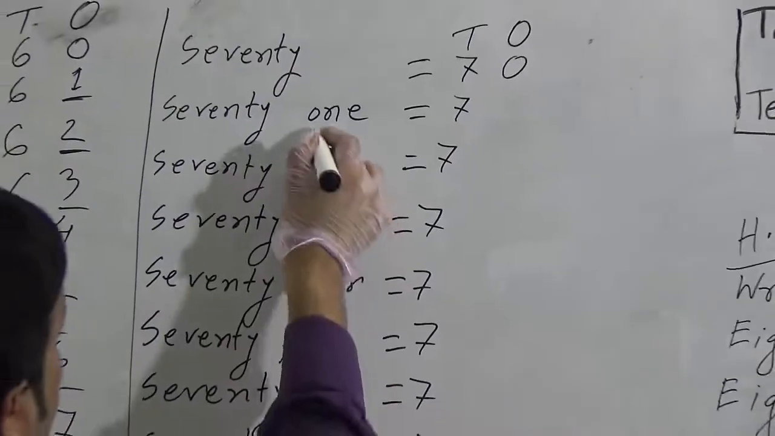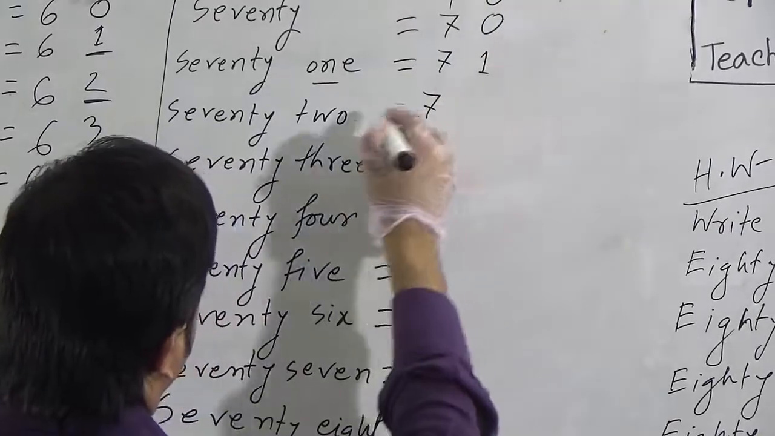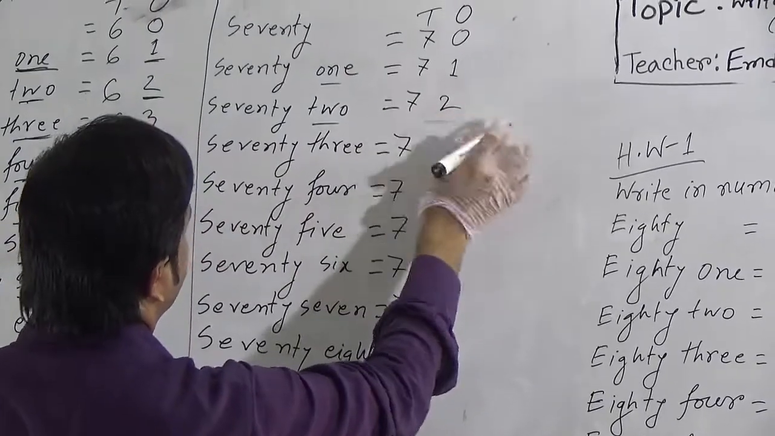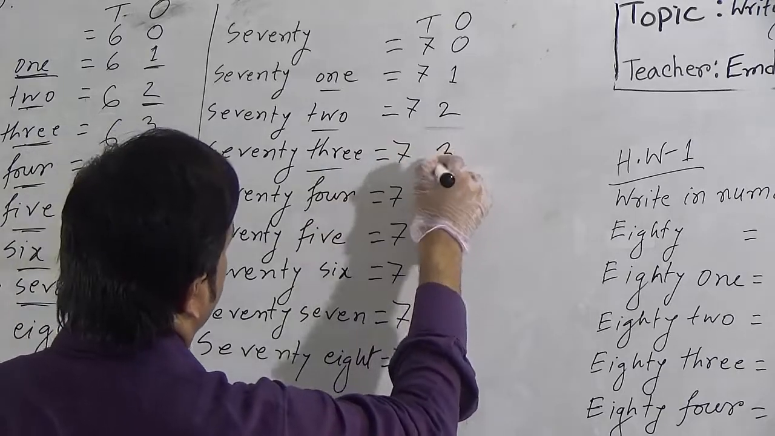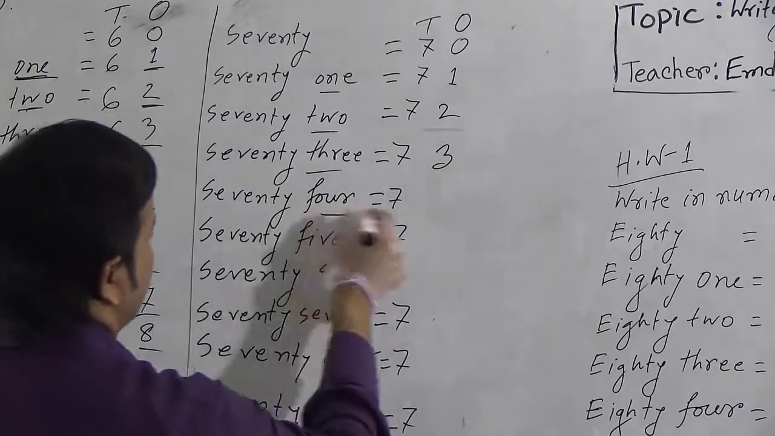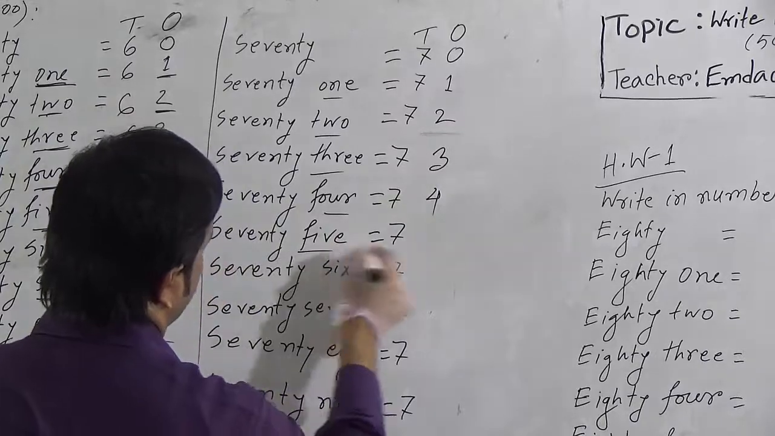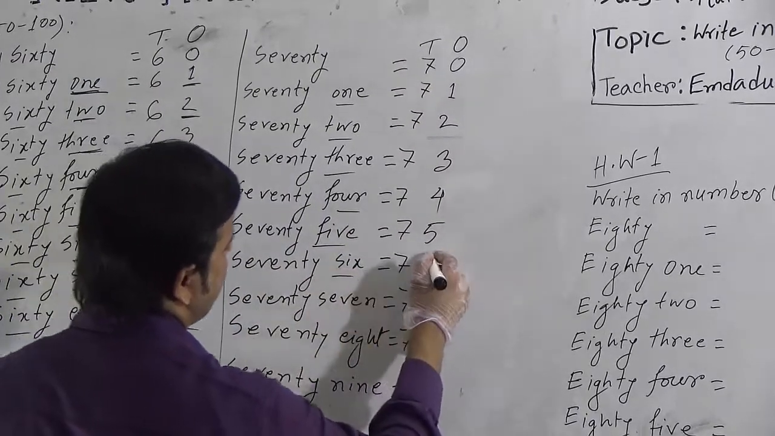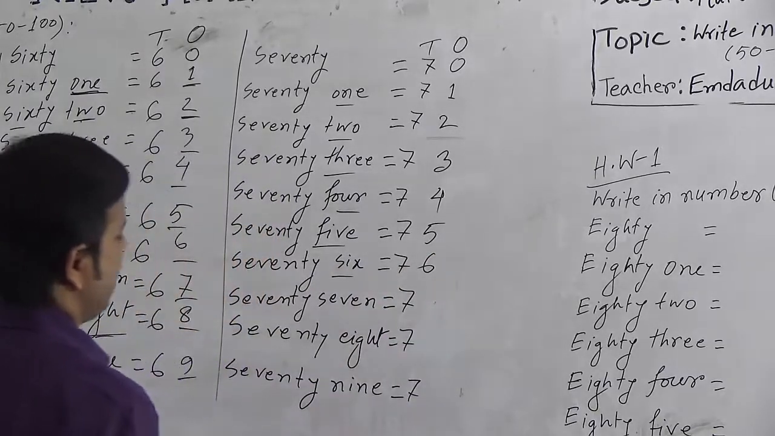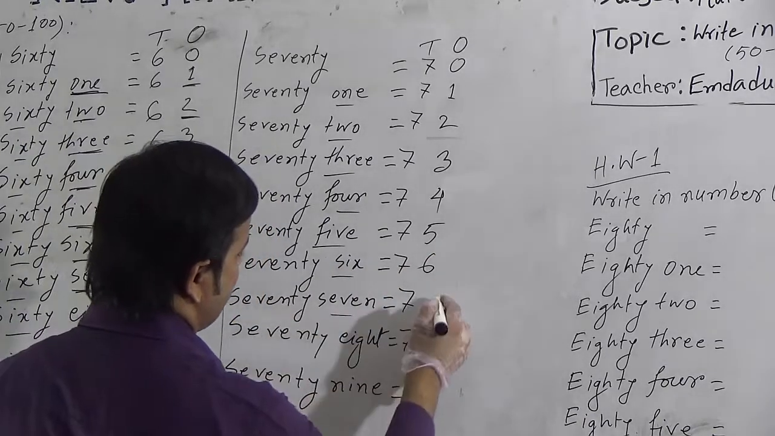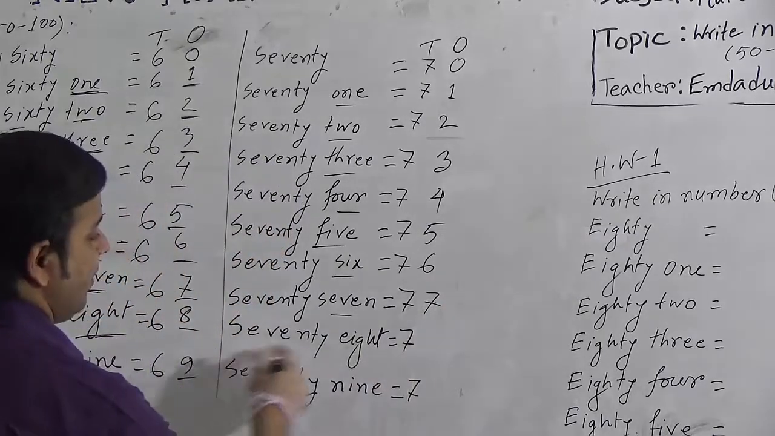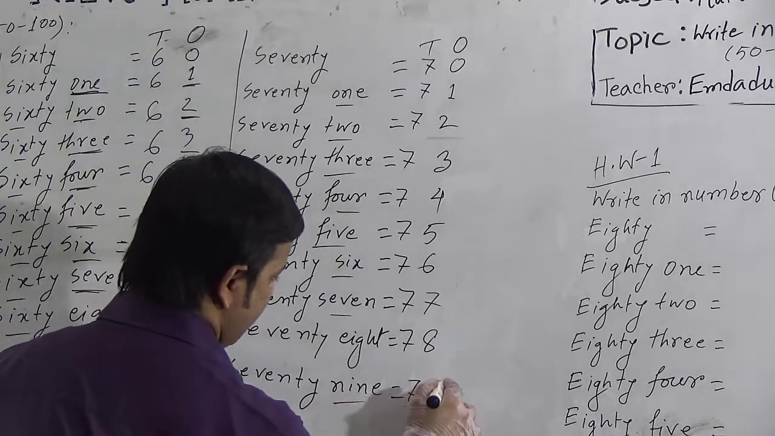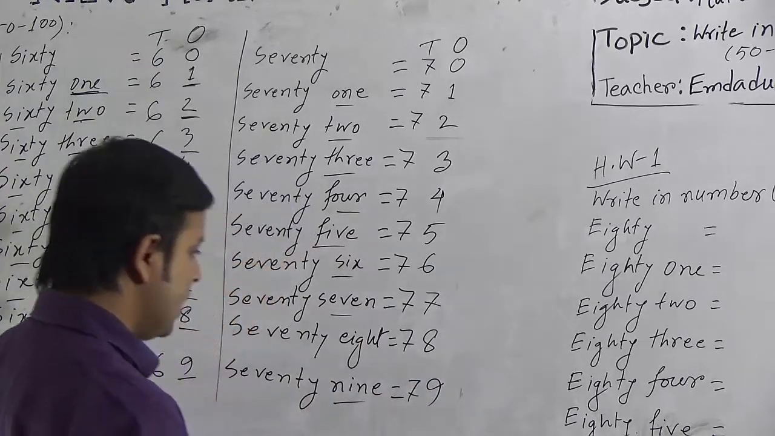Now if it is 1 we will write 1 in ones position, if it is 2 we will write 2 in ones position, if it is 3 then we will write 3 in ones position, if it is 4 then we will write 4 in ones position, if it is 5 we will write 5 in ones position, if it is 6 then we will write 6, if it is 7 we have to write 7, if it is 8 we have to write 8, if it is 9 we have to write 9 in ones position.